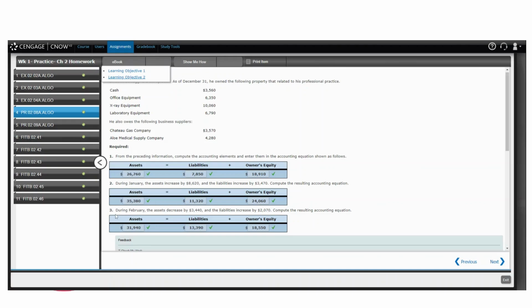Same thing for number 3. In February, his assets decreased by 3440 and his liabilities increased by 2070. So I'm going to take my assets from number 2, 35,380 minus 3440 gives me my new asset number. I'm going to take liabilities of 11,320 and I'm going to add 2,070, and that gives me my new liabilities number. And again, I know these 2 pieces of the equation, so when I subtract them, I get my owner's equity.